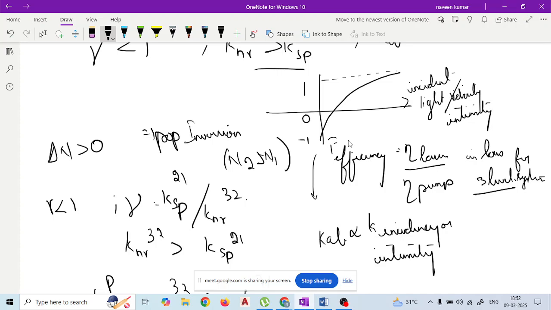And you need a much larger amount of energy to pump all of these things.